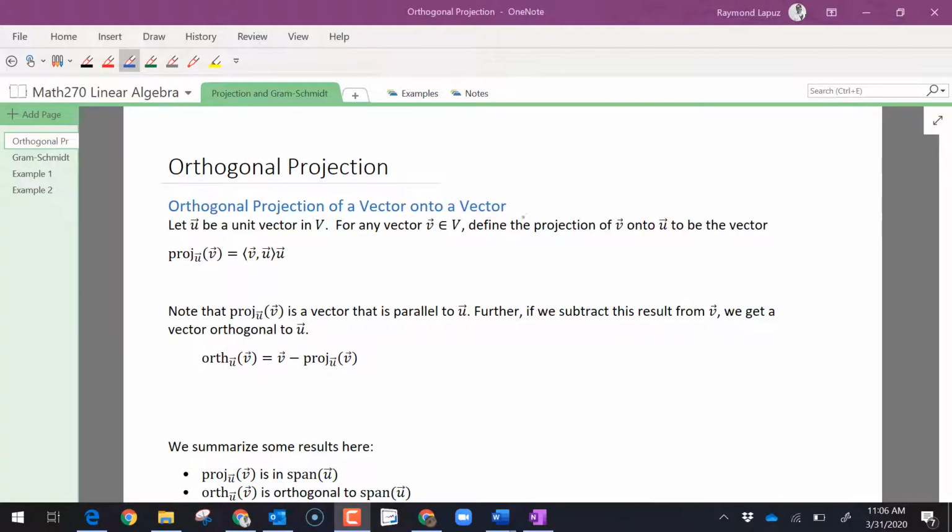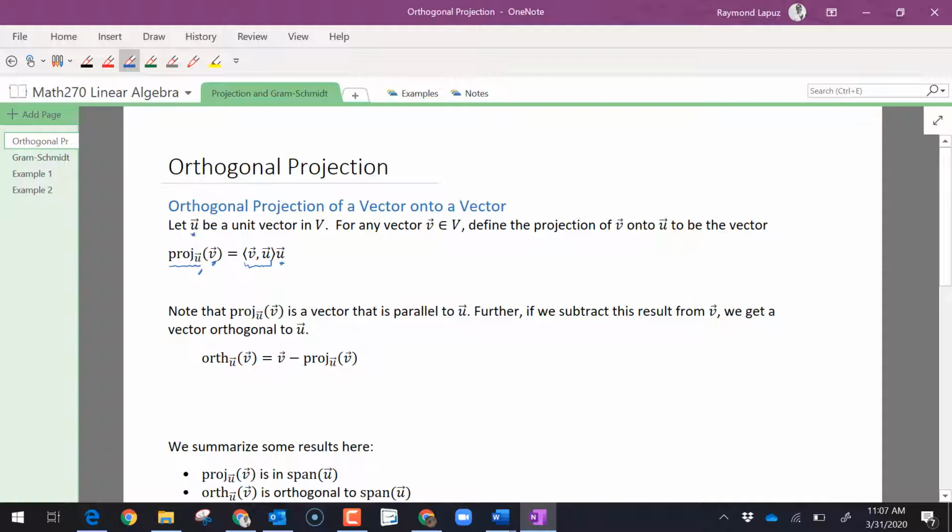Let's take a look at this orthogonal projection. The orthogonal projection of a vector onto a vector is given by this formula: the projection of v onto u. The formula says that we take the inner product of v and u, and that's the scalar that we multiply u by. Now u is a unit vector in v.